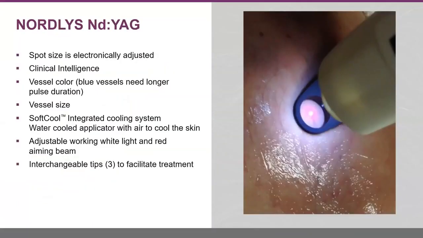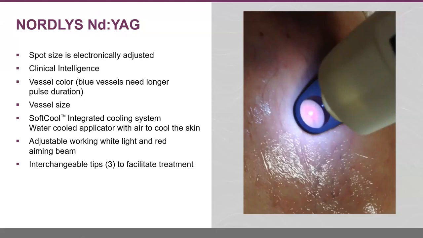It adjusts the spot size electronically, and this is based on when you input the size of the vessel you're going to treat, the handpiece will automatically determine the spot size that you need. This is part of what we call its clinical intelligence. So you set the size of the vessel, the skin type of the patient that you're treating, and the machine will give you the fluence and also the pulse duration. You can alter both the fluence and the pulse duration if you're not seeing the clinical endpoint you're looking for, but it gives you a very effective starting point.